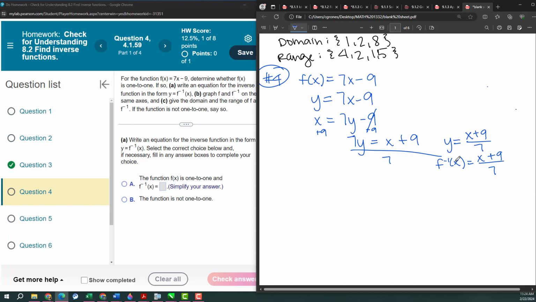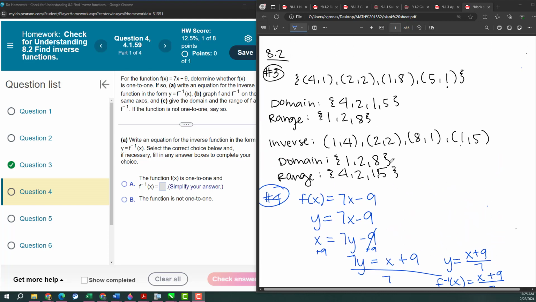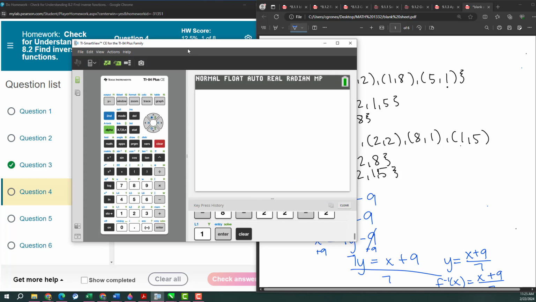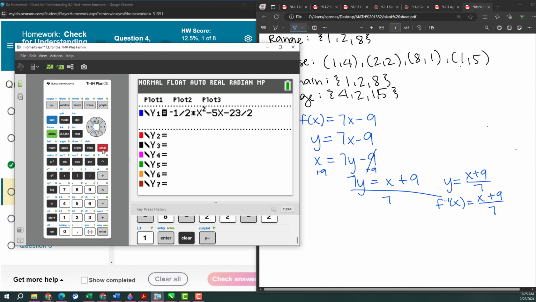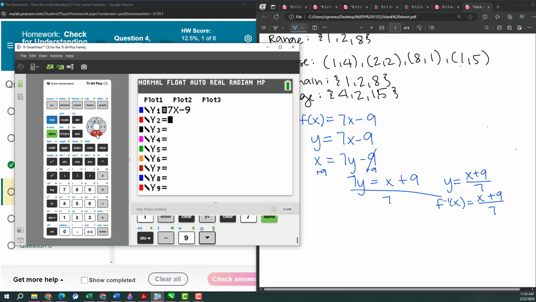So how do we know if this is one-to-one? There are a couple of ways. If we find our domain and our range of the function and its inverse, we can use the logic that we used on number 3 to determine if it's one-to-one. We can also graph the functions. So I have y equals 7x minus 9, and then I'm going to have (x plus 9) divided by 7.